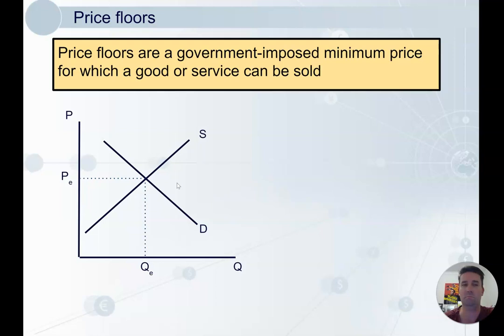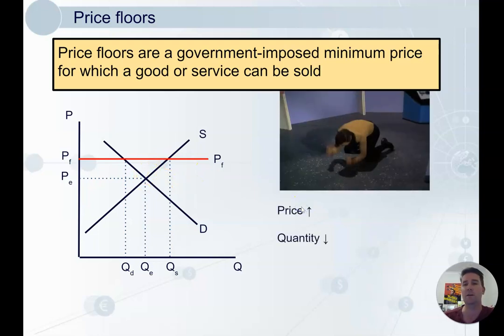So as we transition, we'll draw a diagram. So we'll start like this. Now if it's a minimum price, what that means is that it cannot go below that amount. So for this to have any meaning, it's got to be above the equilibrium price. So here would be a price floor above the equilibrium.